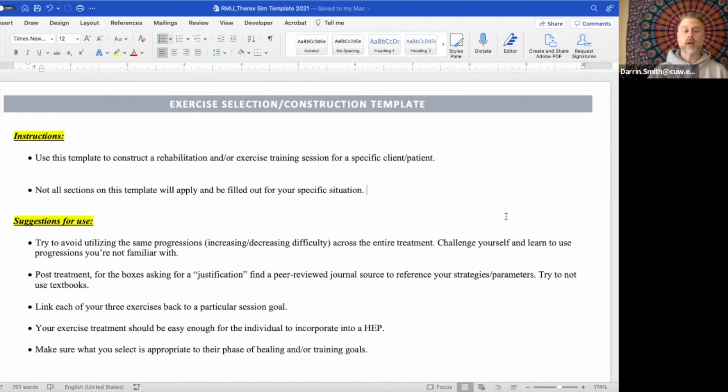Okay, not all the sections in this template are going to necessarily apply to your specific situation. So keep that in mind. You can dive into these things as little as you want or as much as you want. I would suggest starting little. And then once you get the hang of something, let's add a little bit more and a little bit more and a little bit more. Again, it's designed to help you expand upon your current thought process.